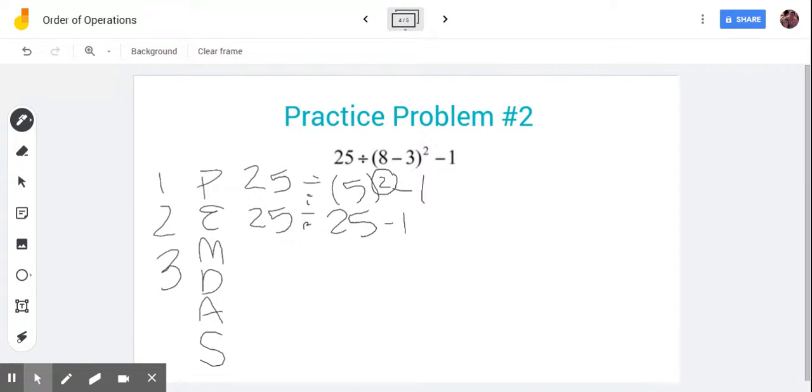We're going to go from left to right to find a multiplication or division symbol. This is the only one I see. So 25 divided by 25 is 1, subtracted by 1. Then we're going to go to our fourth step, 1 minus 1. So 1 minus 1 equals 0, and that will be your final answer.